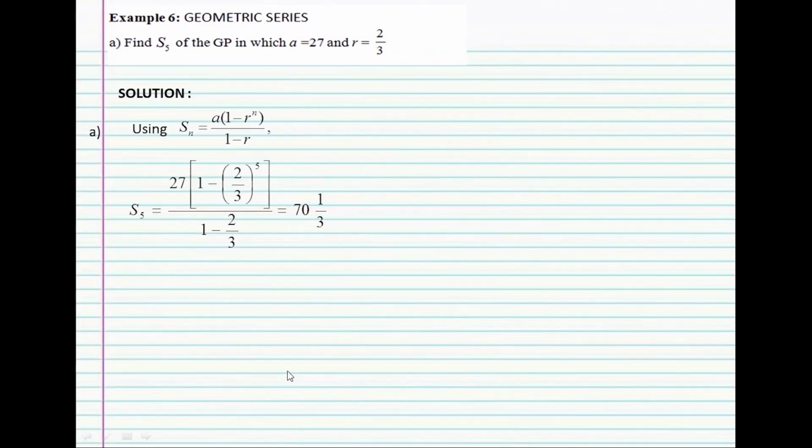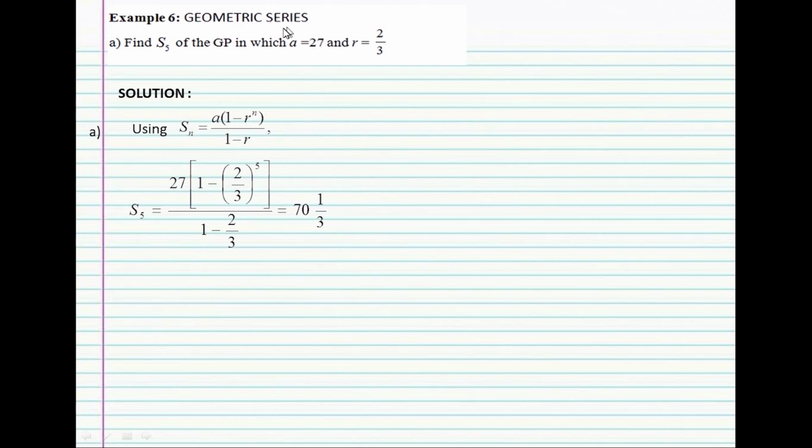Example 6, Geometric Series. Part A. Find the sum of the first 5 terms of the geometric progression in which the first term is 27 and the common ratio r equals 2/3. Since r is less than 1, we have to use the formula with 1 minus r, bigger number minus the smaller number, so that we always get a positive Sn.